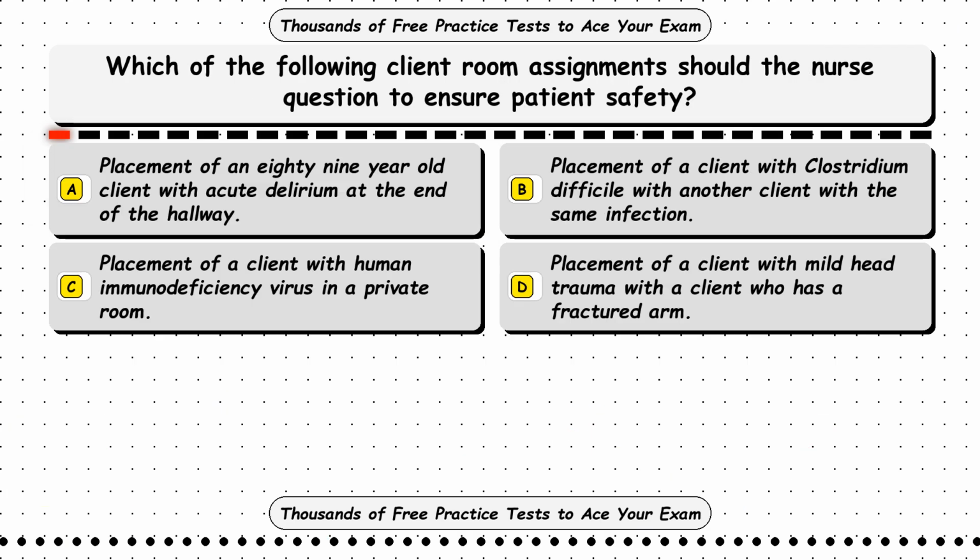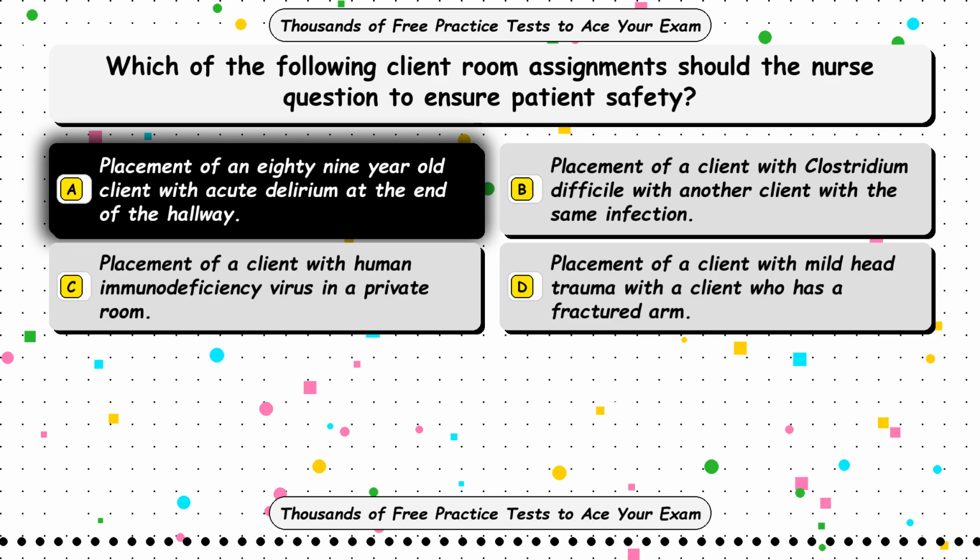Question 2. Which of the following client room assignments should the nurse question to ensure patient safety? Option A. Placement of an 89-year-old client with acute delirium at the end of the hallway. Option B. Placement of a client with Clostridium difficile with another client with the same infection. Option C. Placement of a client with human immunodeficiency virus in a private room. Option D. Placement of a client with mild head trauma with a client who has a fractured arm.